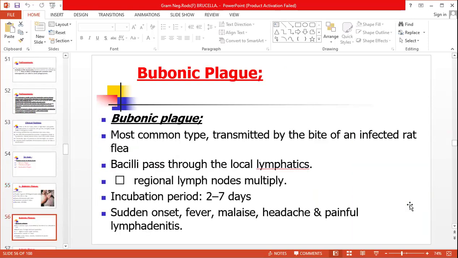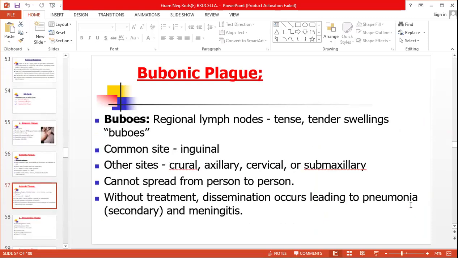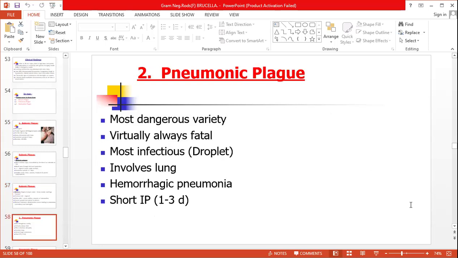Bubonic plague is the most common type, transmitted by the bite of an infected rat flea, and the bacilli pass through the lymphatic system. There is sudden onset of fever, malaise, headache, and painful lymphadenopathy. The regional lymph nodes become tense, tender, swollen buboes. The common site is the inguinal region, and other sites are femoral, axillary, or cervical. It cannot spread from one person to another. Without treatment, dissemination occurs, leading to pneumonia and meningitis.